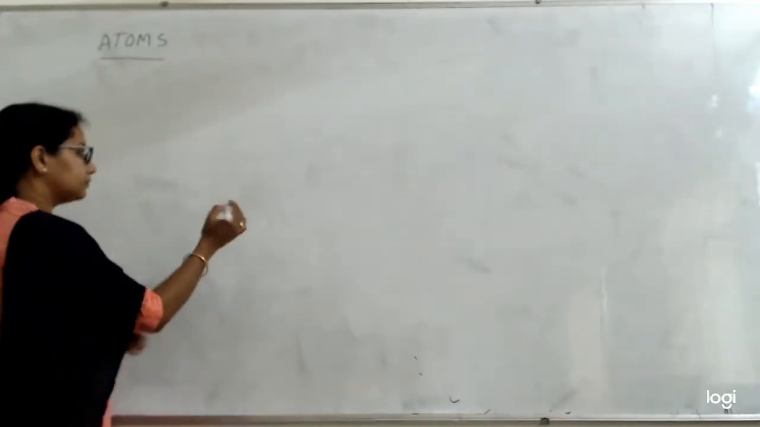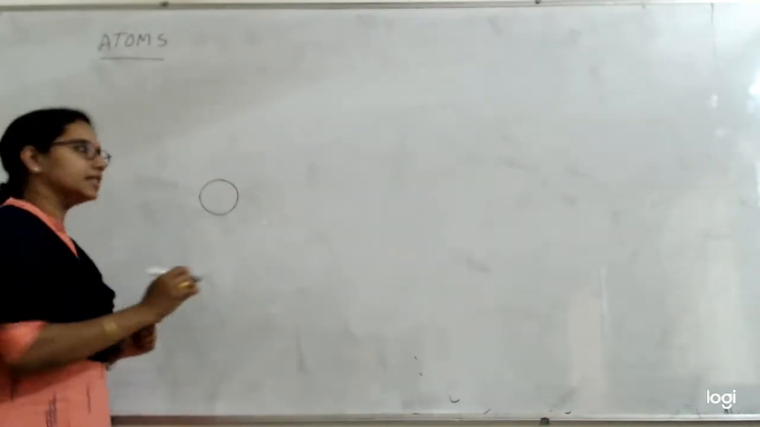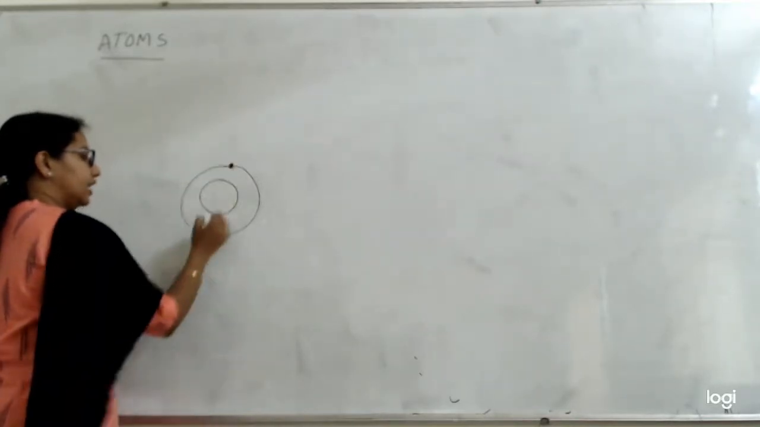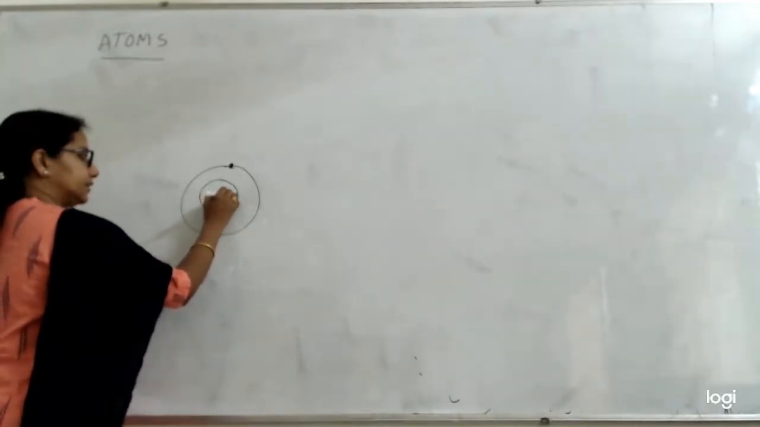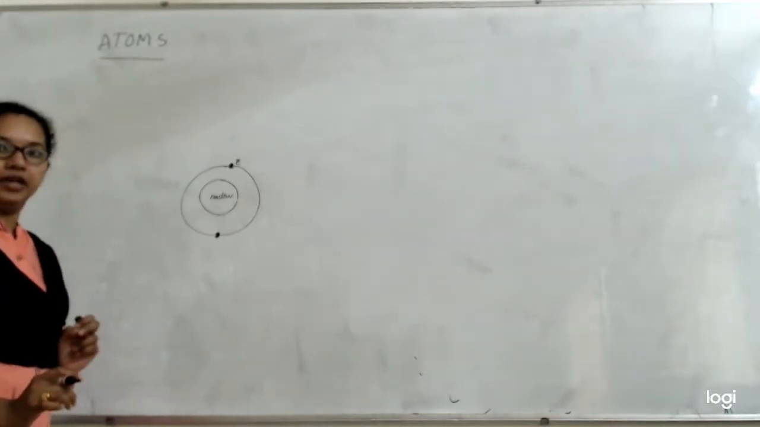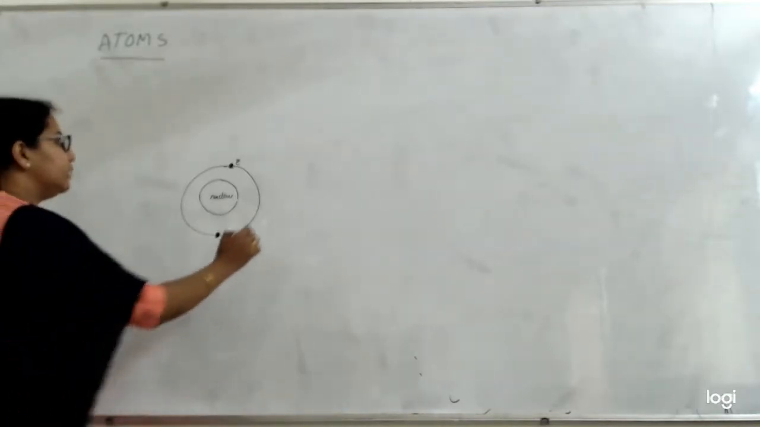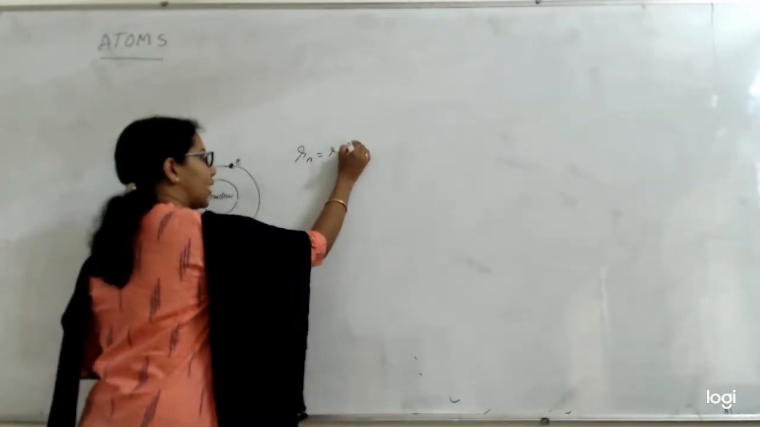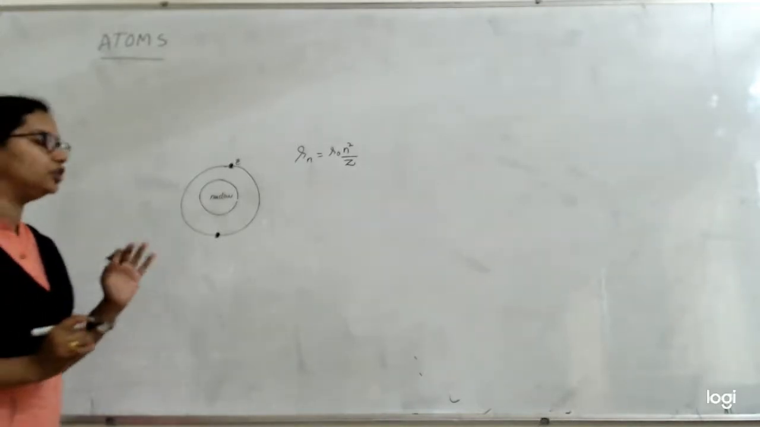Now, we all know that an atom consists of a nucleus. Around the nucleus, we have the electrons, which are revolving around the nucleus. This is your nucleus and these are electrons revolving around the nucleus. The radius of each orbit we can calculate by an equation. The radius of the nth orbit is r naught n square divided by z. This is the equation to find the radius of the nth orbit.